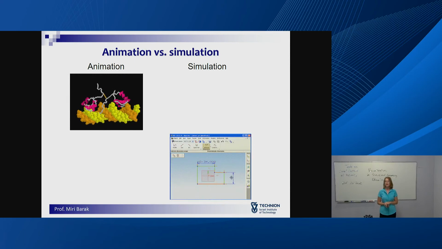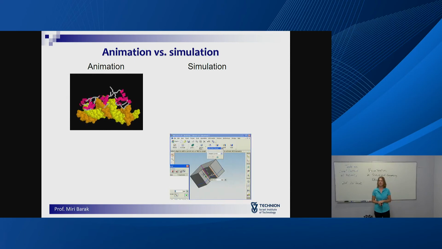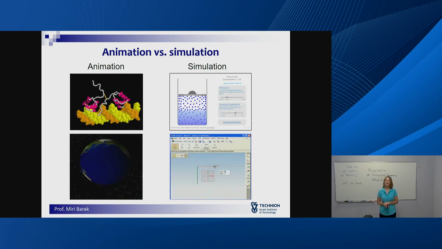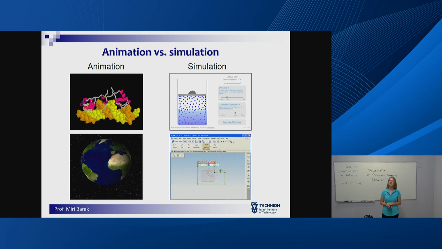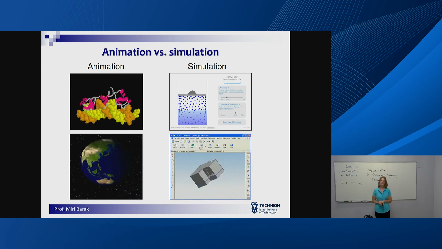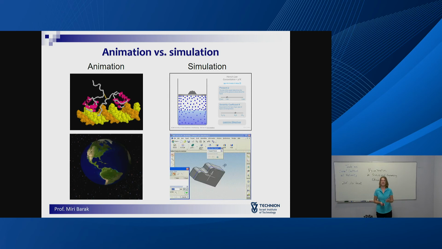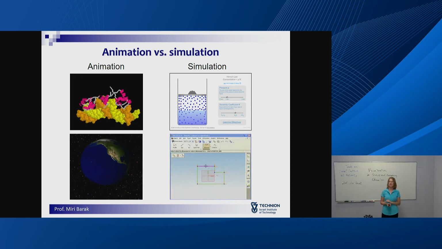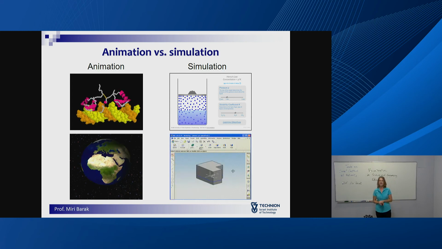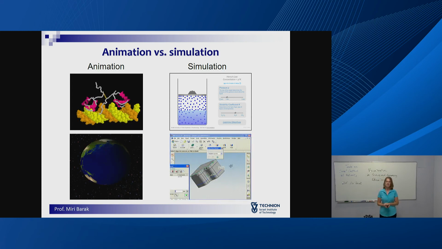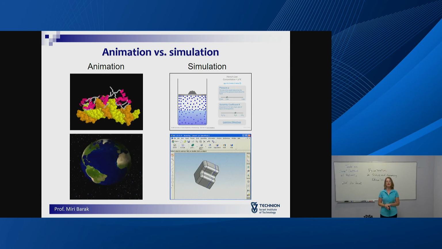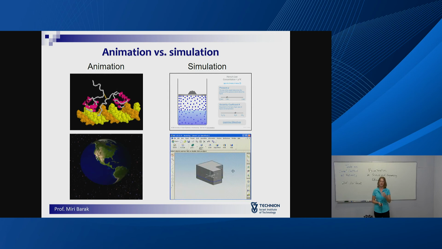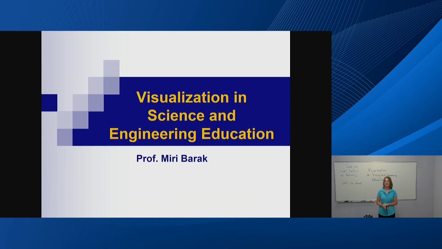So just going back to the question as a summarization, we asked whether it's animation or simulation. So you can see that the protein molecule and the Earth turning around is considered as animation, and the other examples are examples of simulations. Students can manipulate the visualization on their own.